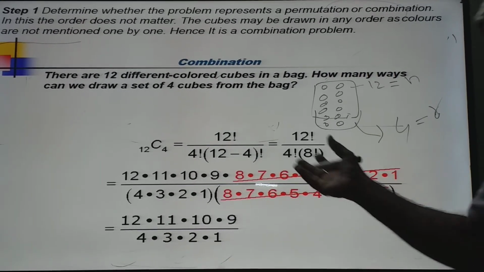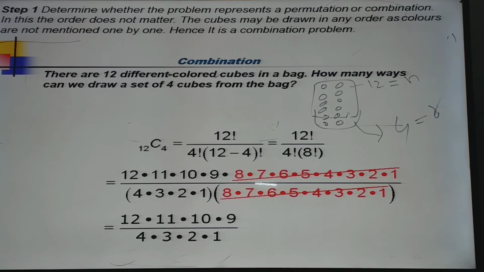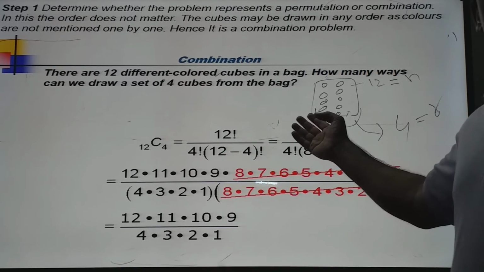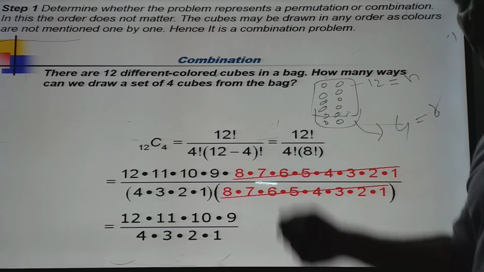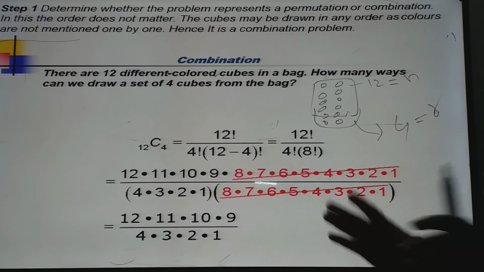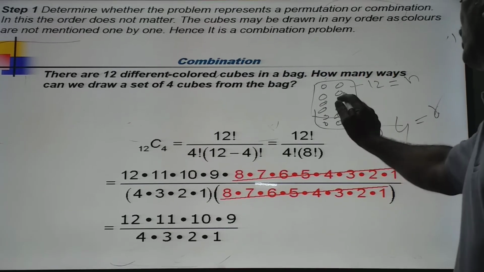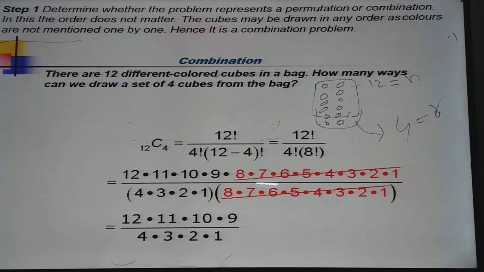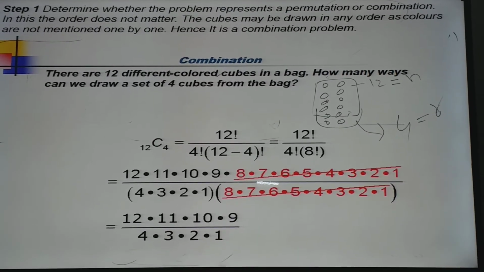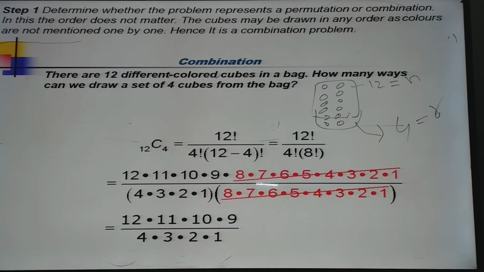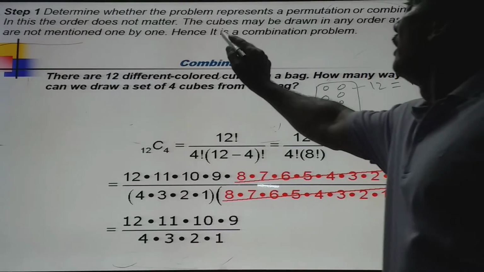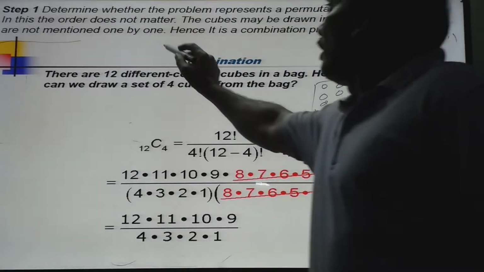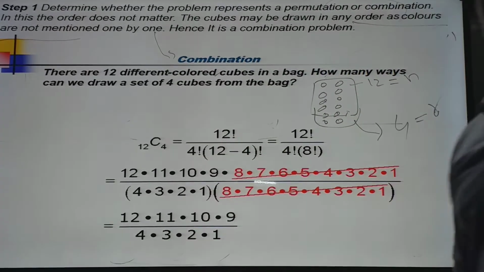Now find out whether it's a combination problem or a permutation problem. Is order important or not? Here order isn't important. You don't have to choose first the green one, then the red one, then the black one. No, he simply asks you to draw 4 cubes, any one out of these 12. You just put your hand inside and take out any one, and 2 and 3 and 4. So order doesn't matter here. The cubes may be drawn in any order. So when order is not important, you apply combination.